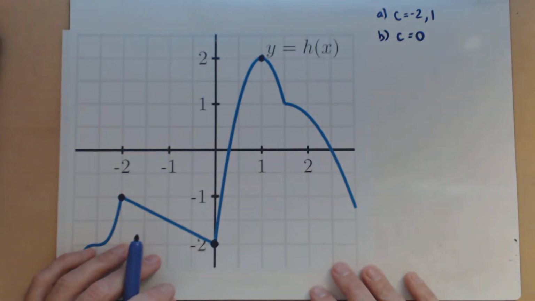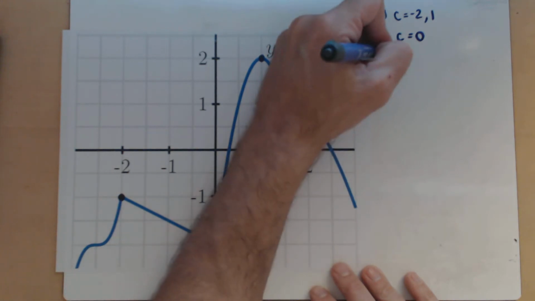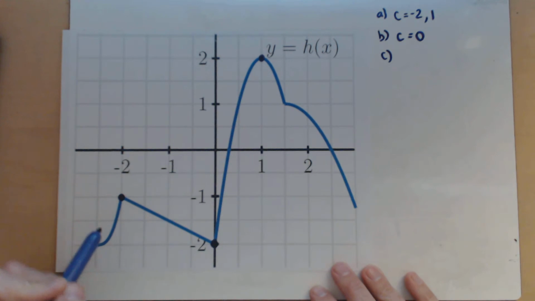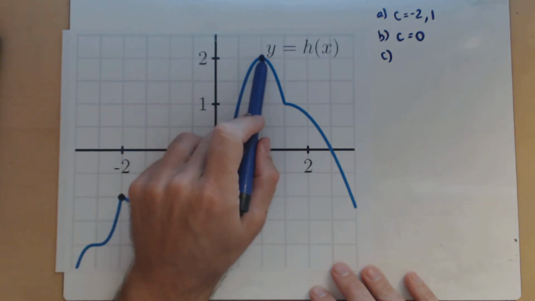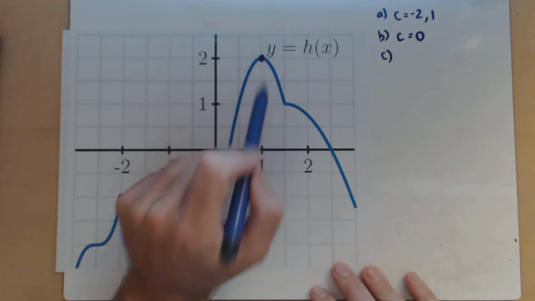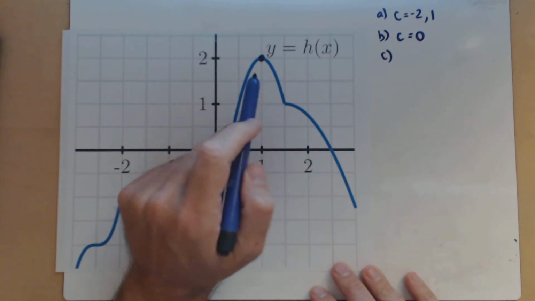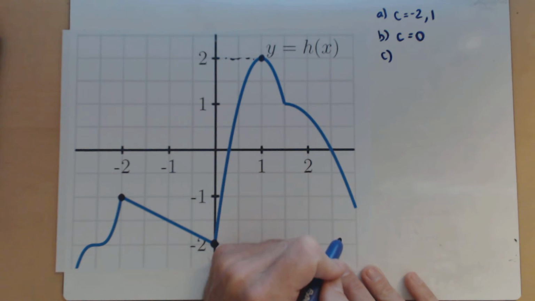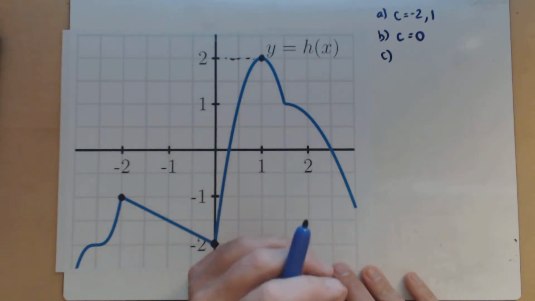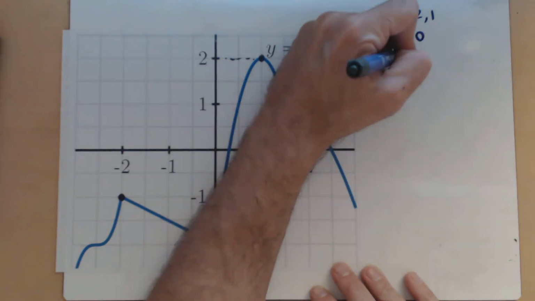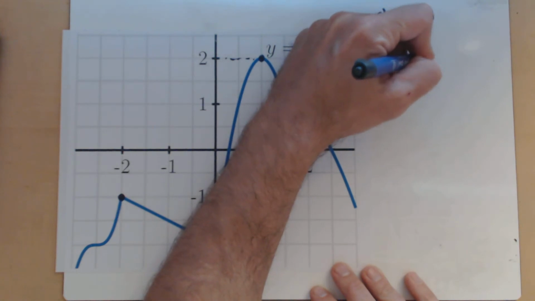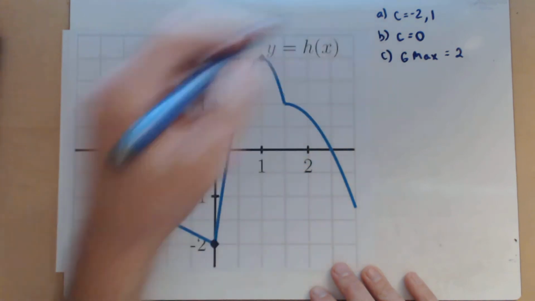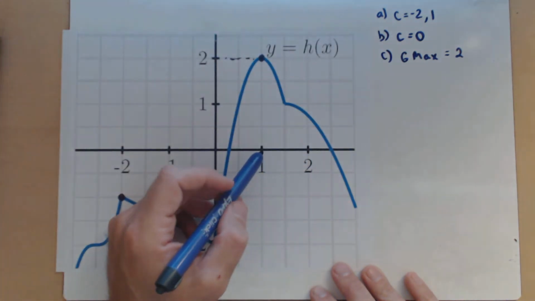Okay? Now, C. Does h have a global maximum? Well, it does because it has one output that is higher than all the others. The value of the global maximum is going to be 2, because now we're talking about the maximum value of the function, so it's the output. So the global max equals 2, and it occurs at 1.